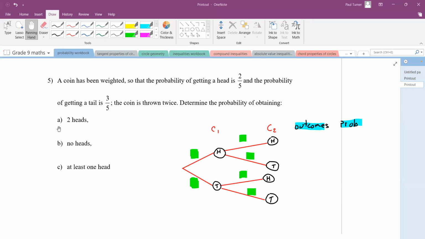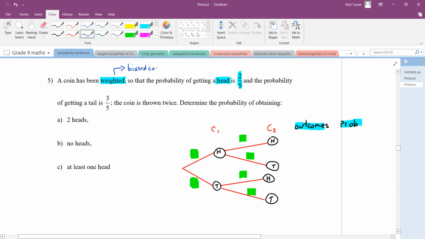So this is question 5. We have a coin which has been weighted. Weighted in this sense means that the sides don't have equal chance. So your probability of getting a head is going to be 2/5 in this case. Okay, so it's not a half. So this coin is actually biased.